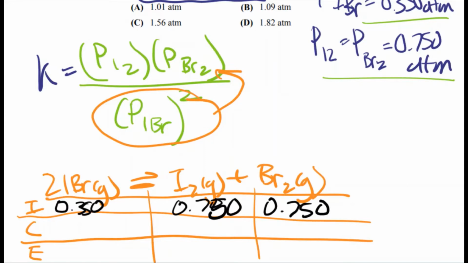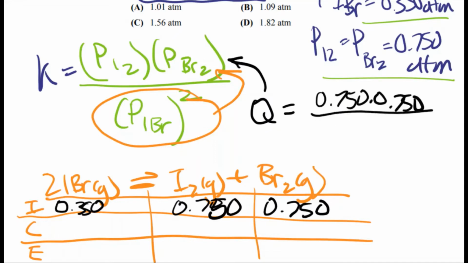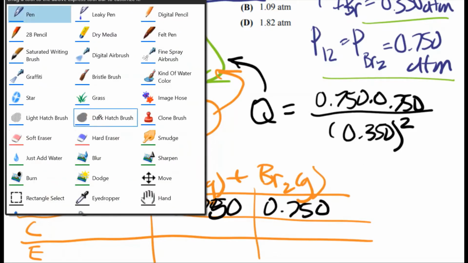And we need to figure out which direction this reaction will go. So to do that, we can find the Q, or the reaction quotient. So Q is equal to the same exact expression, but we just chug in the numbers. So 0.750 times 0.750 all over IBr squared, 0.350 squared. Doing the math, 0.75 times 0.75 divided by 0.35 squared yields a Q value of, well, let me erase this first.